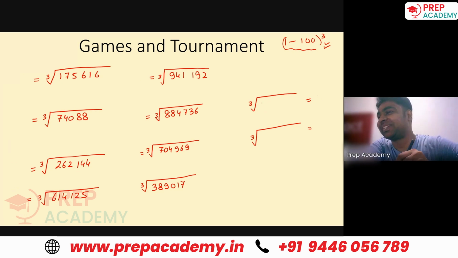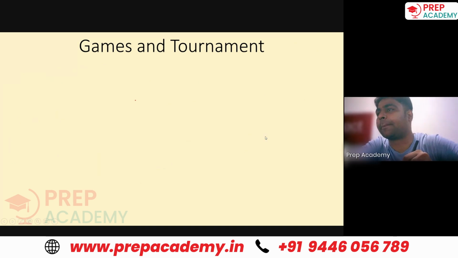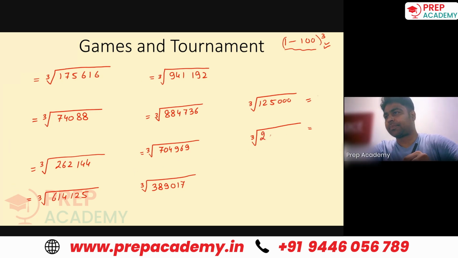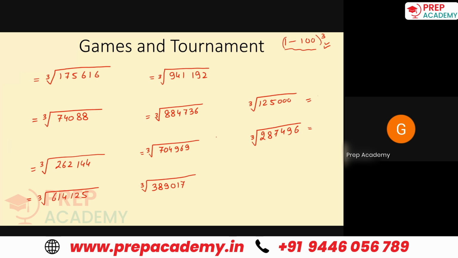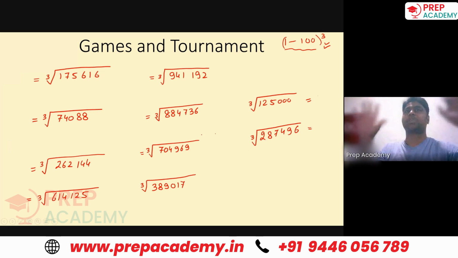Give me a bigger number. Okay. 125,000, let's say. So that would be a 50. We'll learn the method because of that also. 287496. 287. 496. So that would be of 66. Yes, sir. Okay.